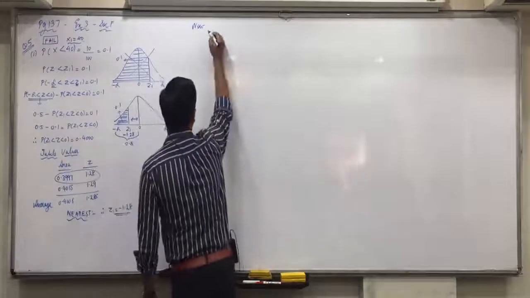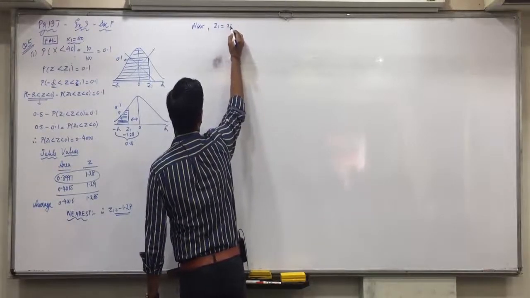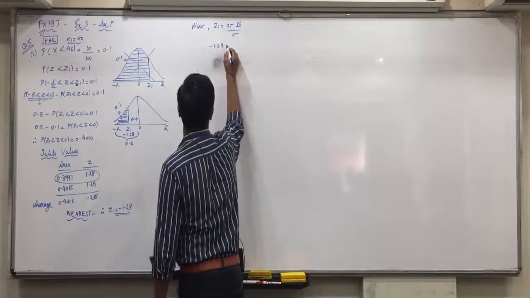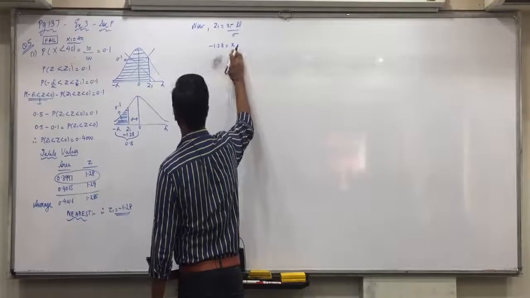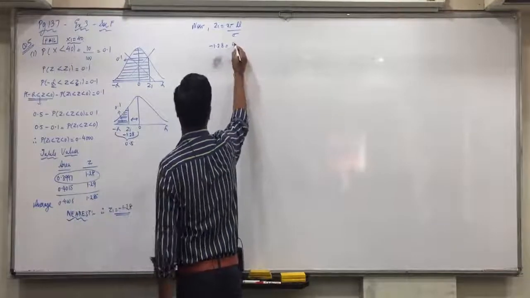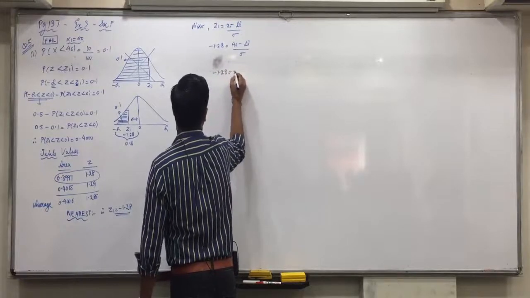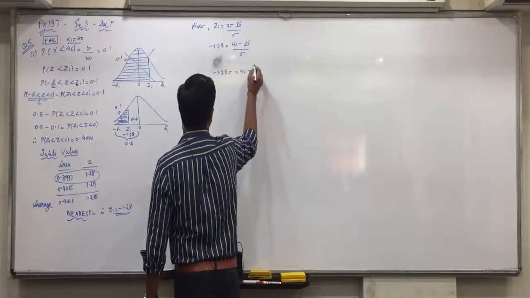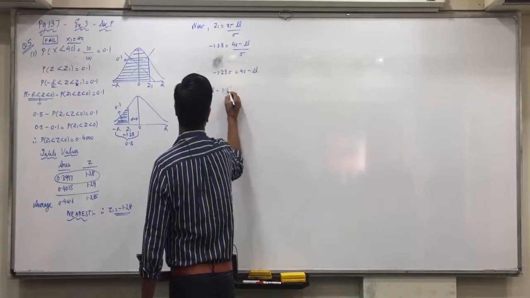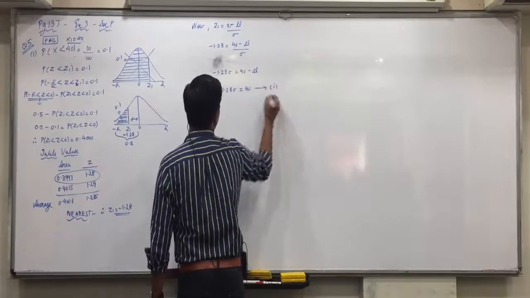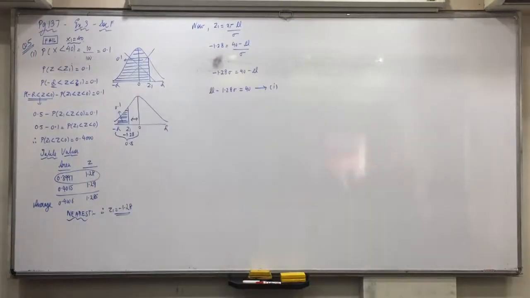Now Z1 is equal to x1 minus mu upon sigma. So minus 1.28 is equal to x1, we know is how much? 40, minus mu upon sigma. Minus 1.28 sigma equals 40 minus mu. Minus mu on the left side becomes plus. Mu minus 1.28 sigma equals 40. Mark it as equation 1. Did you understand this? Now same way, using the distinction marks information, we will find equation 2.